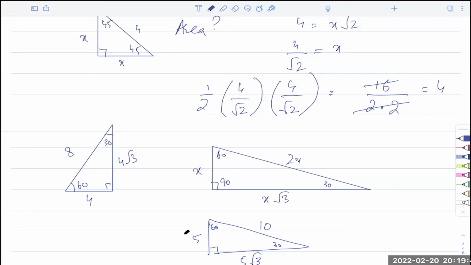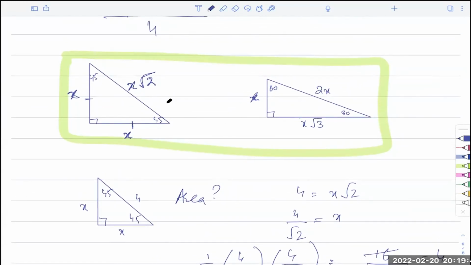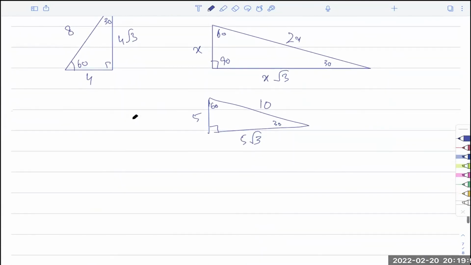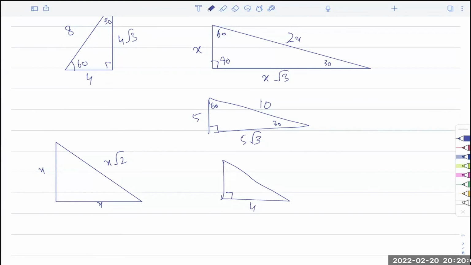Similarly, let's try the 45 wali triangle. Moiz, dekh rahe ho? So this is the 45 wali triangle. In this one, you have x, x, and x square root 2. That's the standard. Now, if this one is 4, then what are the other values? 4 and 4 square root 2. Clear?